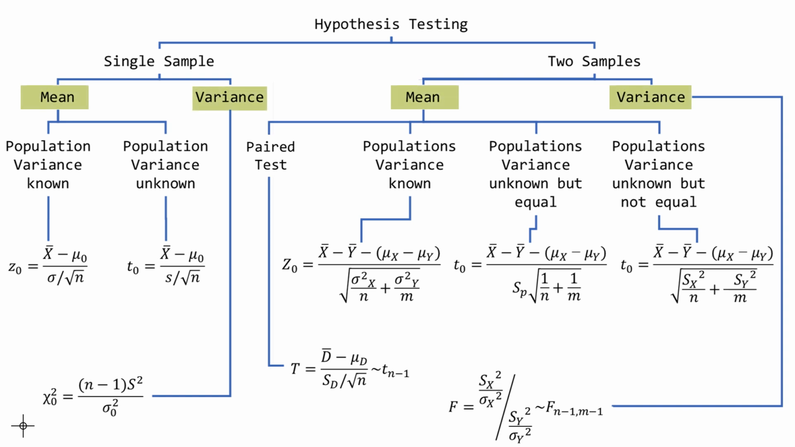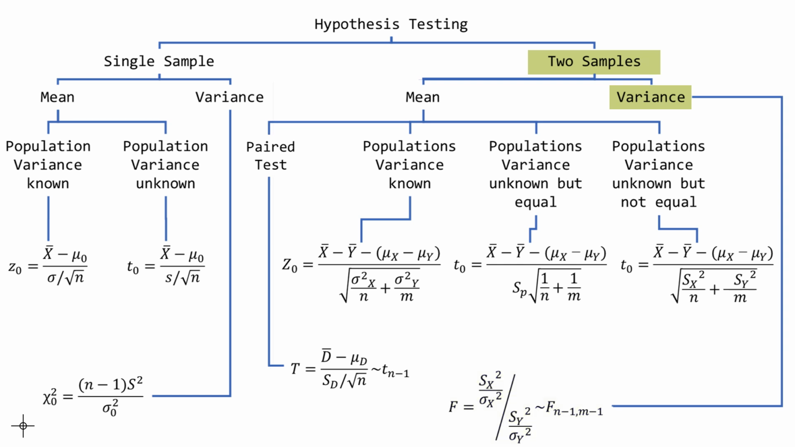First, you need to identify whether you are dealing with a single sample or two samples. Second, you need to identify whether you are interested in studying the population mean or the population variance. If the parameter of interest is the population variance, you are done. Chi-square test statistic should be used for studying the population variance using a single sample, and F-test statistic should be used to study the ratio of two population variances using two samples.